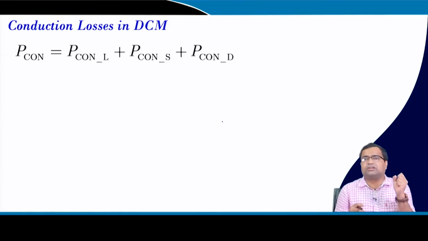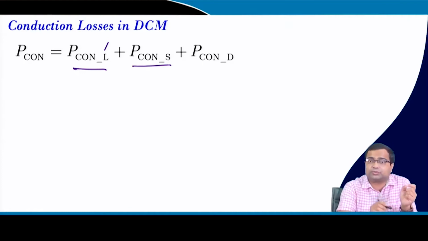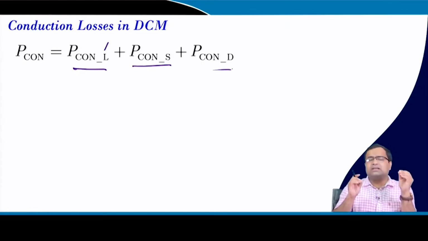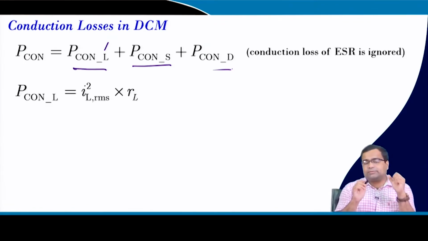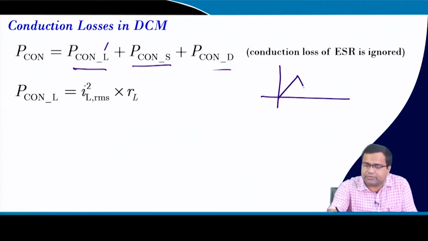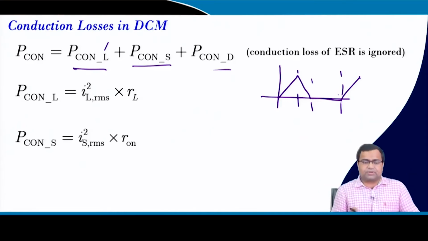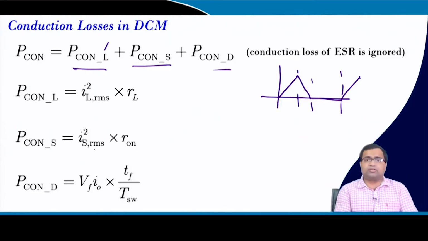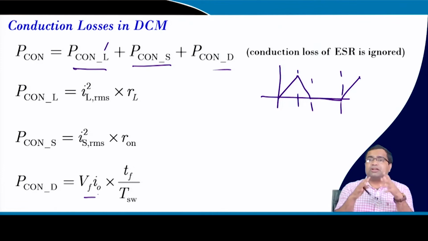But if you take discontinuous conduction mode, we will have conduction loss of the inductor, conduction loss of the switch, and conduction loss of the diode, but here the ESR loss is negligible. Next, for the conduction loss of the switch and inductor current, again you can draw the inductor current waveform, as we have discussed earlier. This has a piecewise linear approximation, so you divide it into sectors and then obtain the RMS current. Similarly, you can obtain the switch current, and you can also find the conduction loss of the diode, because the diode is also turning on and off.